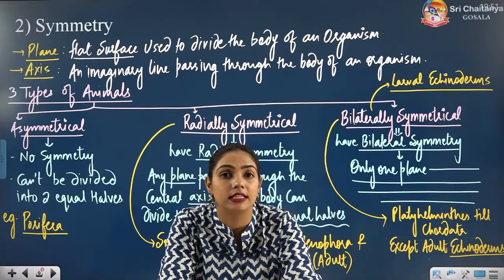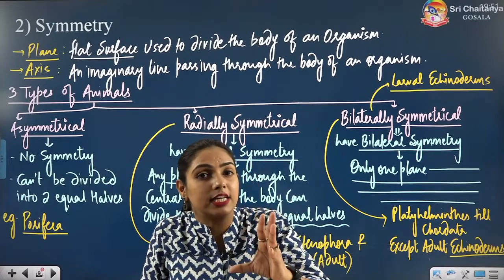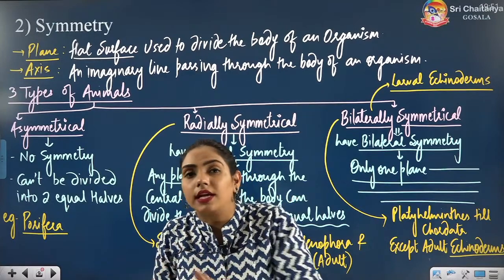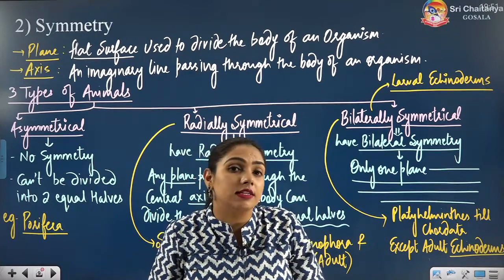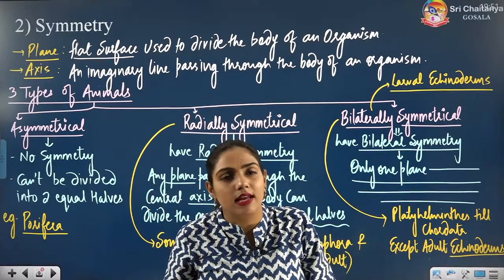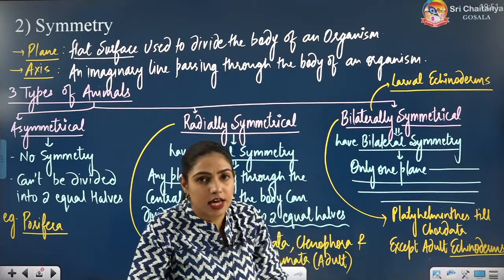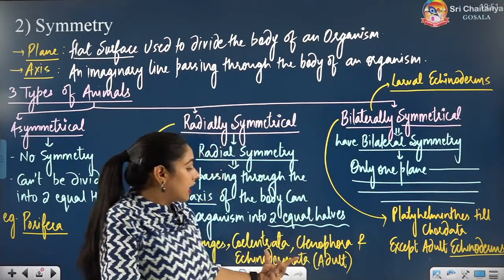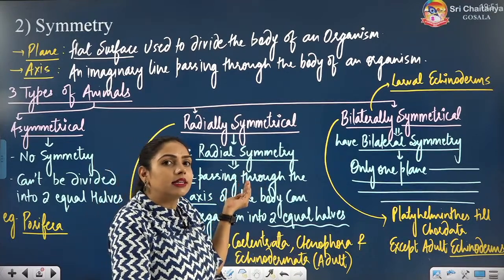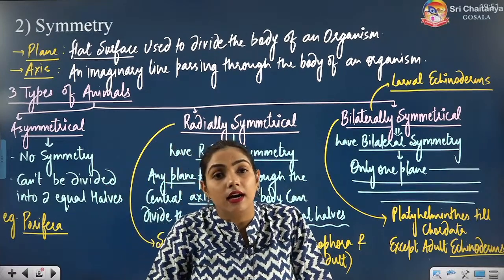This can be called retrogressive metamorphosis. When the larva is developing into the adult, it is obvious that the adult will be more developed, more advanced than the larva, right? But here we are seeing the opposite. The adult of Echinodermata shows a less advanced symmetry, that is radial symmetry, and bilateral symmetry is seen in the larva.